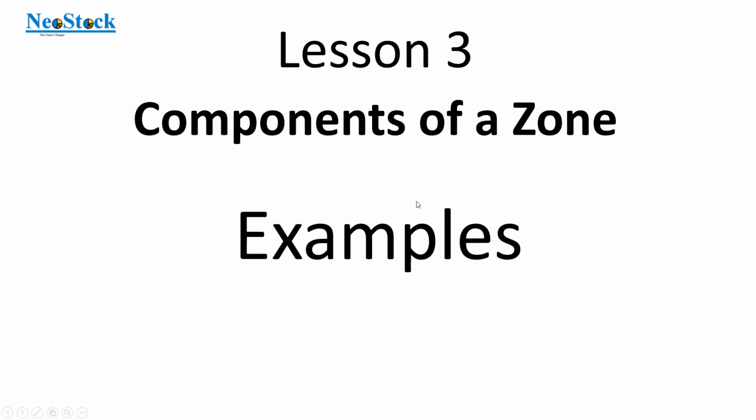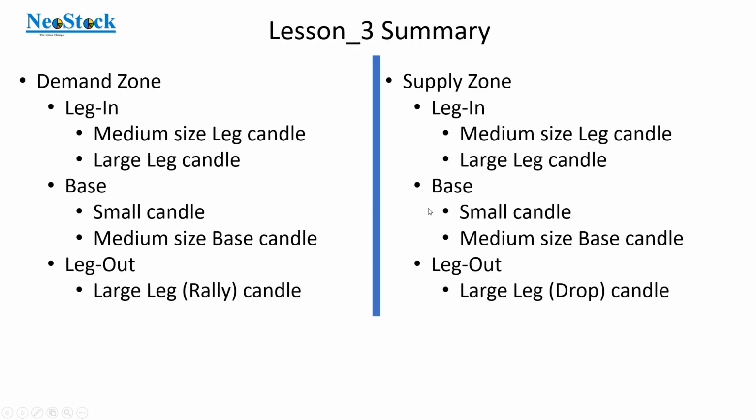And before we get into the examples, let me quickly summarize what you learned in lesson 3. In lesson 3, we learned about finding the demand zone and supply zone. And either demand zone or supply zone has three important components. One is the leg in, another one is the base, and the third component is leg out. Same is the case for supply zone also: leg in, base, and leg out.